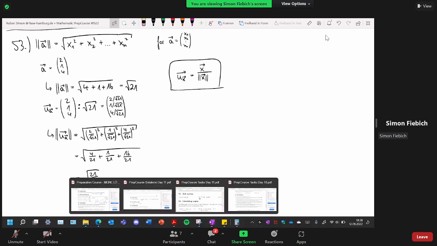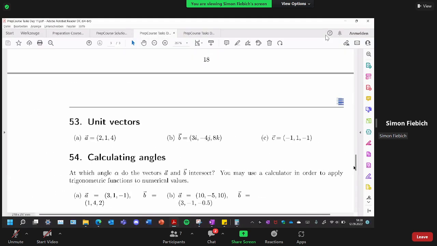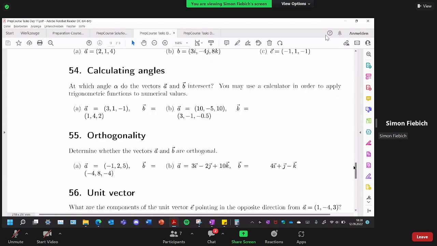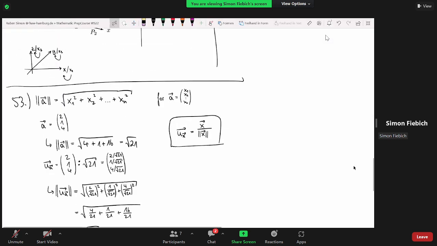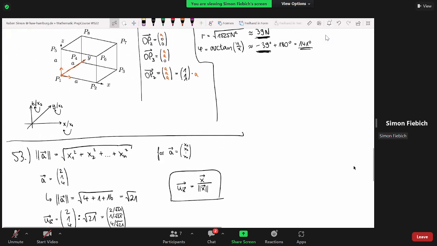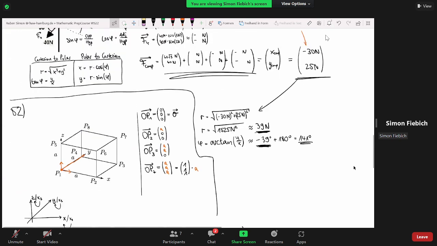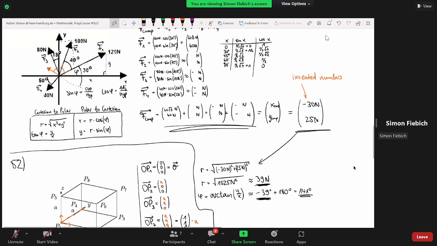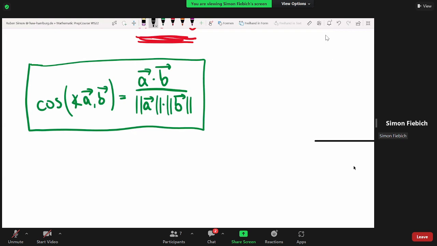Now for the next topic, which is 5, calculating angles. Maybe very closely connected. No, it actually is not. It's not connected with task 55, but let's deal with calculating angles. Basically, we already had that earlier today. So we set up a certain equation. I already told you that this would be a good way to determine the angle in which vectors intersect.